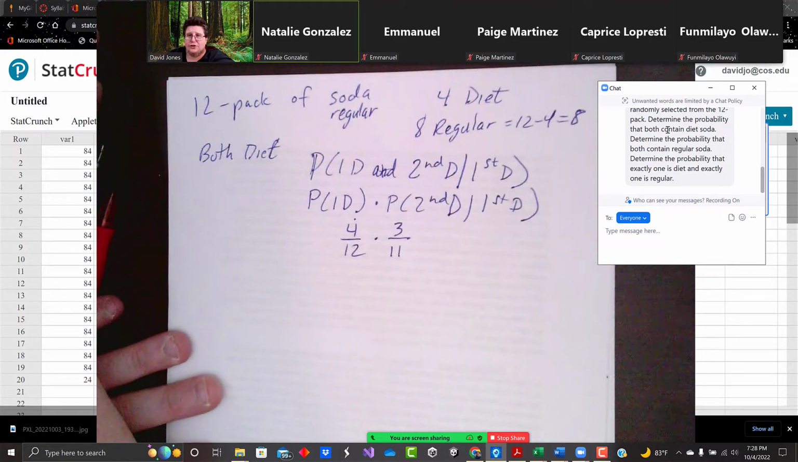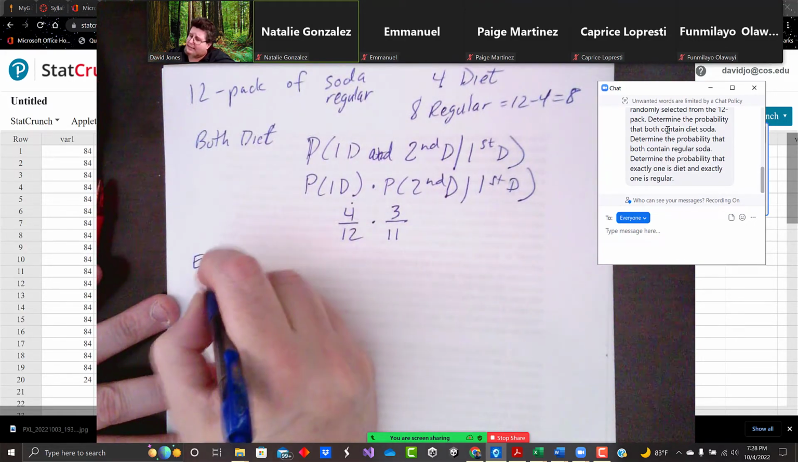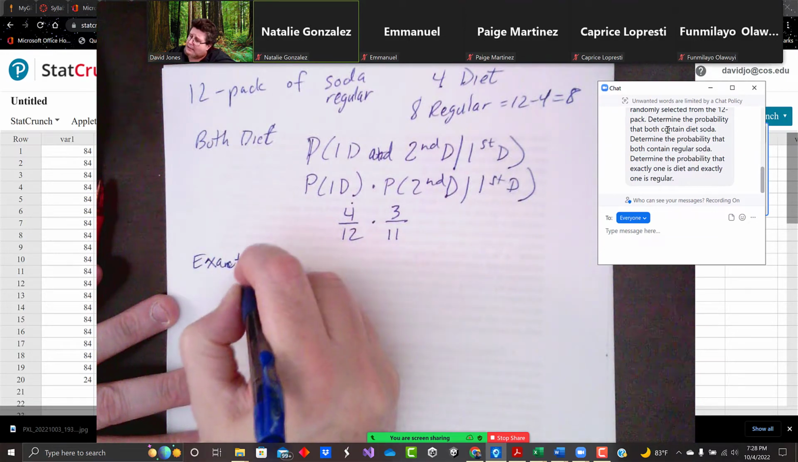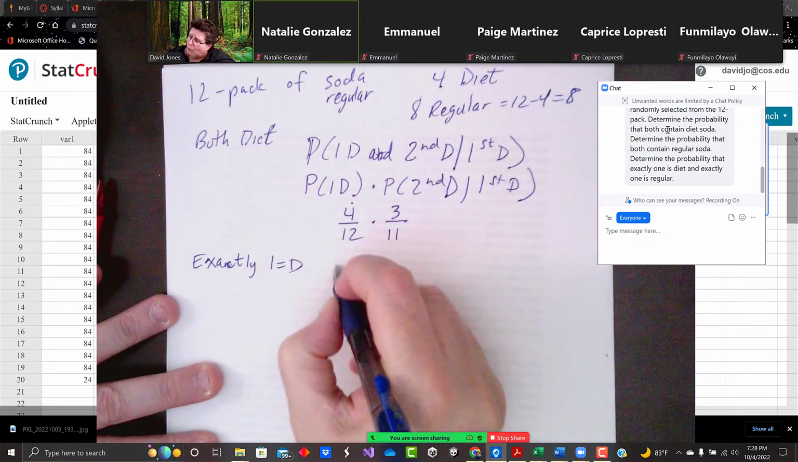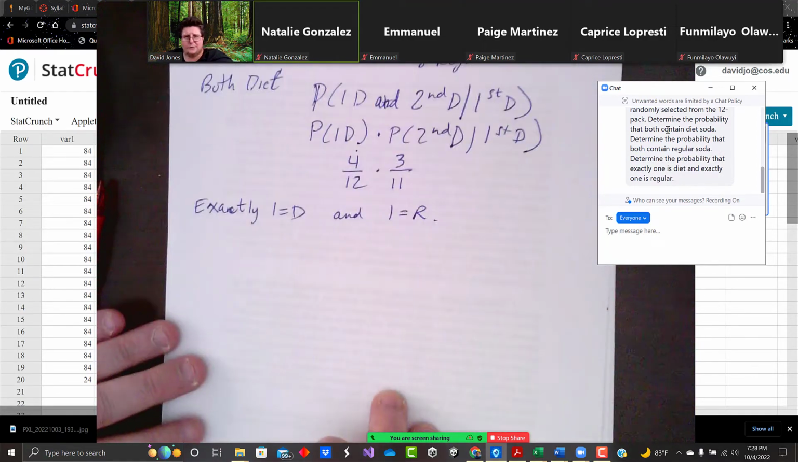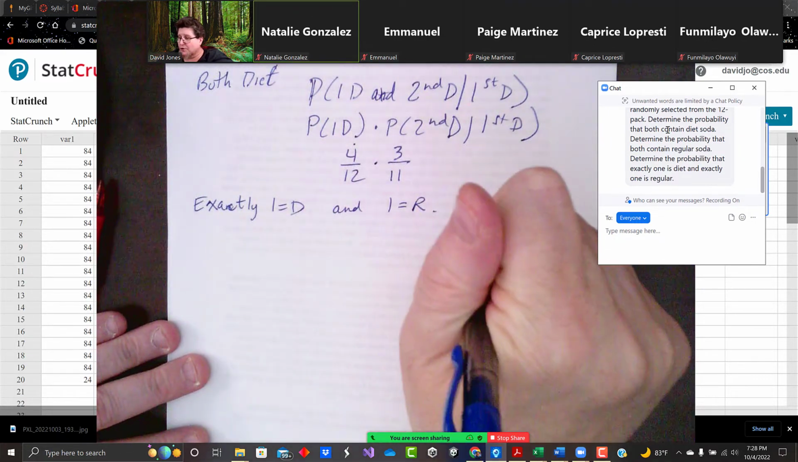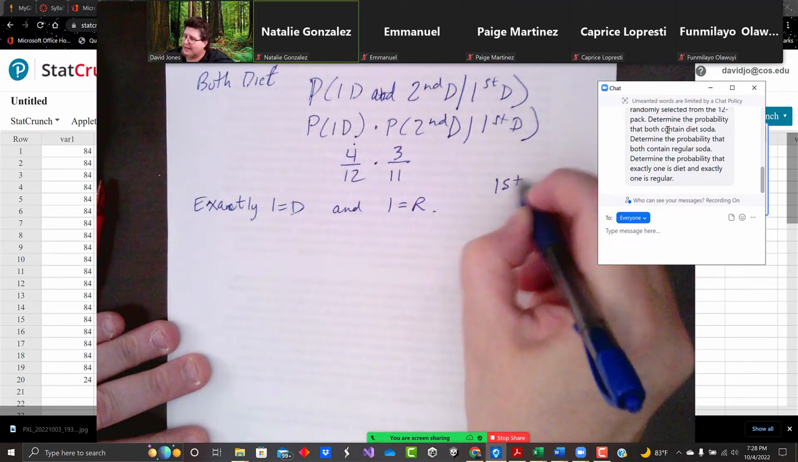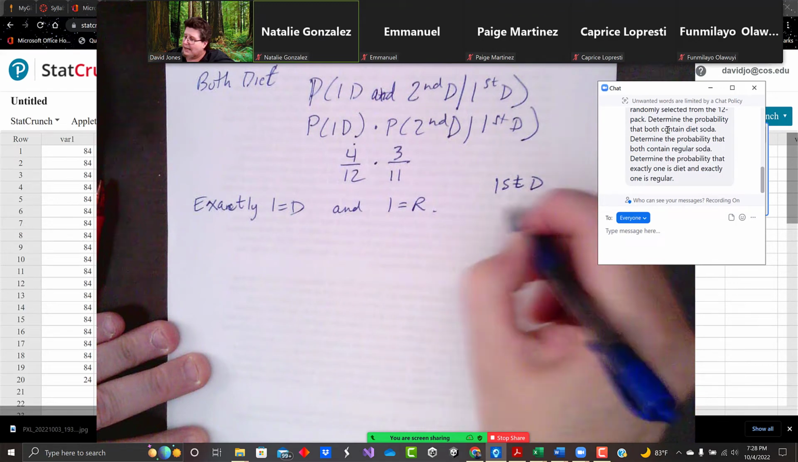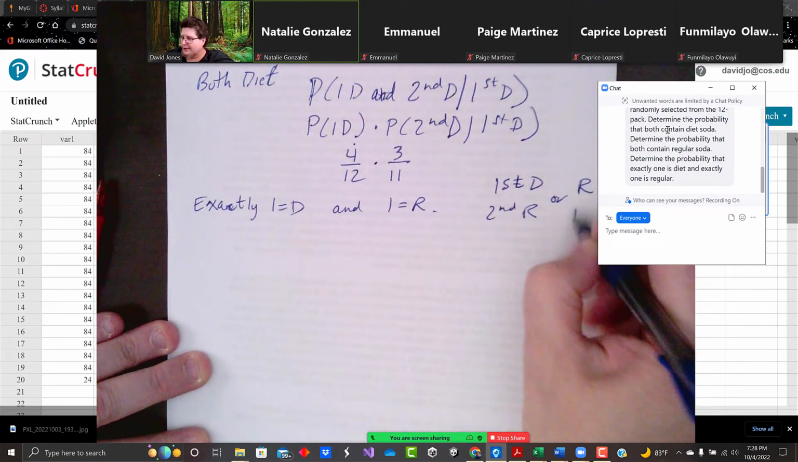The harder question in there is the one where it says exactly 1 is diet and 1 is regular. I think that's the last subset of the question. Remember, this could happen in 2 orders. I could do my first can is diet and my second can is regular, or I could do regular and then diet.